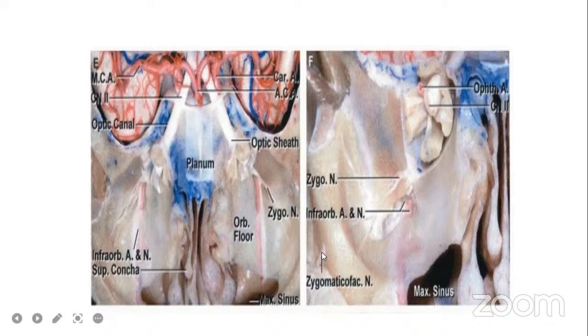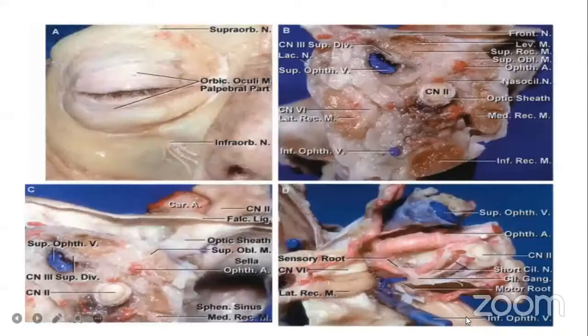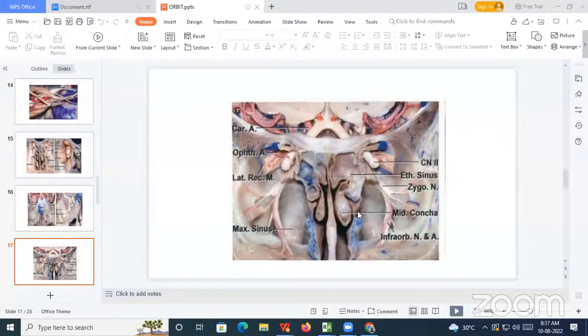Dr. Zohaib, how much of your presentation is left? Because we are very short on time. Sir, around 10 of the slides.